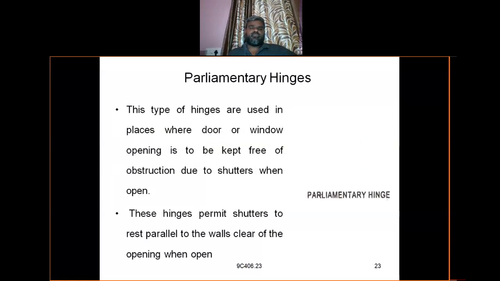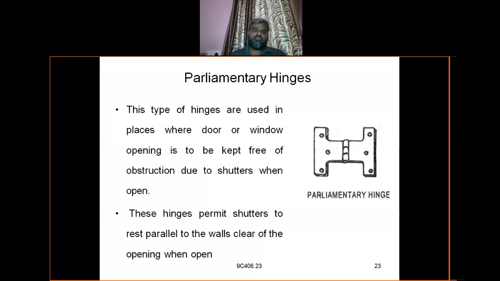Parliamentary hinges. This type of hinge is used in places where the door or window opening is to be kept free of obstruction due to shutters when open. These hinges permit shutters to rest parallel to the wall, clear of the opening, when open.